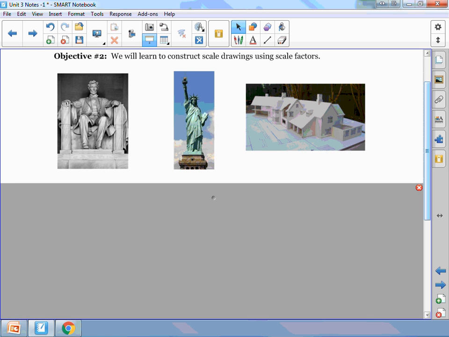Clearly, because I can't draw that well. But if I had someone that could draw well, they're going to be able to create it so that it looks proportional or to scale. Okay?